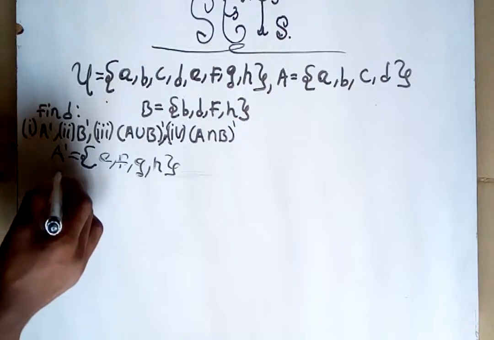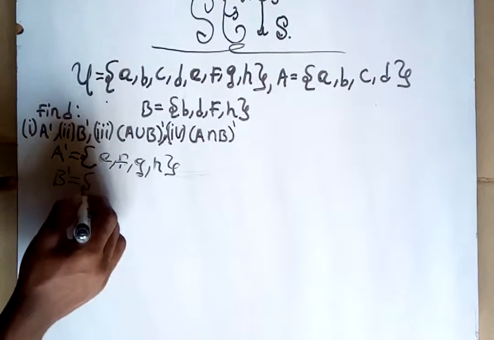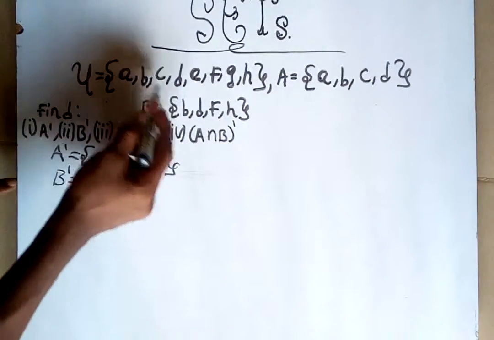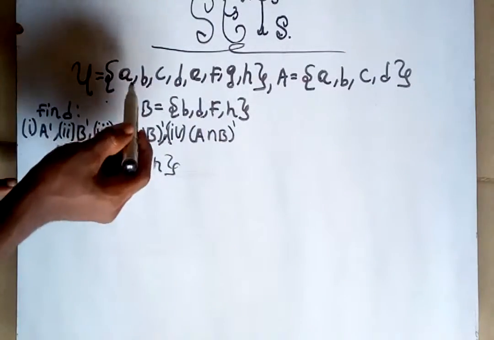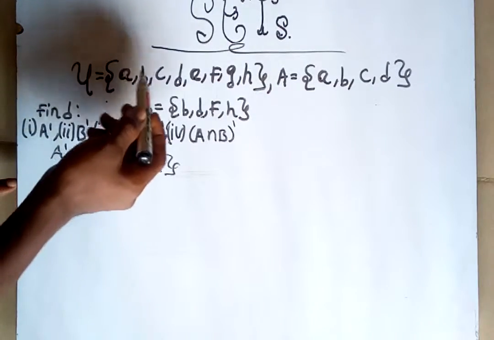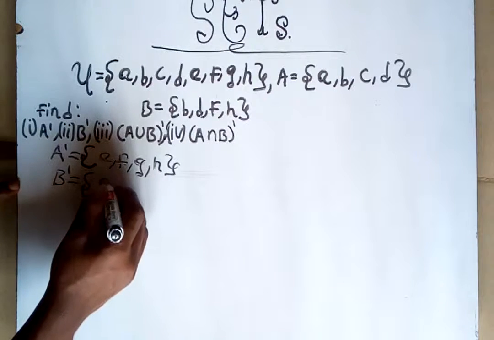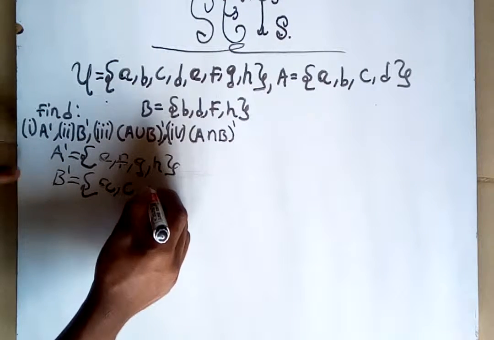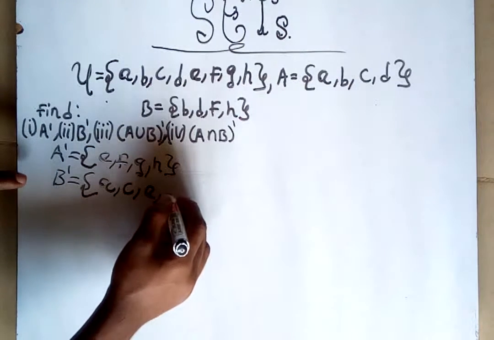So B complement is going to be the same thing. So what we have in B, cancel it. Since there's a B here, everything that's here and here will be removed, so the one left out is going to be our answer, which is A, C, E, G. A, C, E, and G.